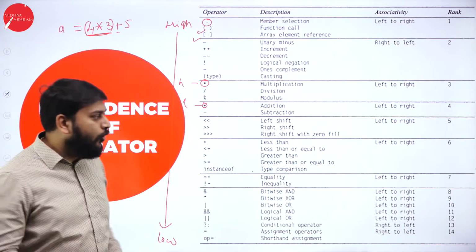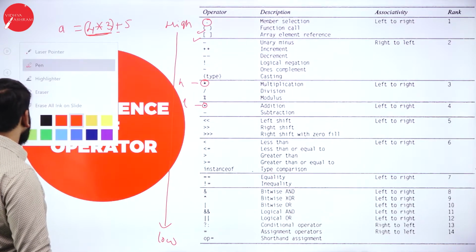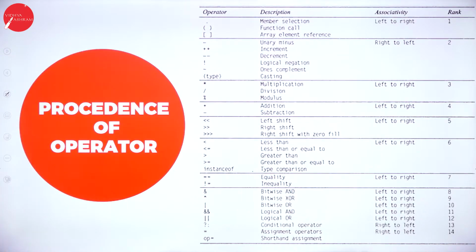So I will just move out of the frame and I want all of you to take a screenshot of it so that you will be able to go through in detail which operator has got the highest priority. So please take the screenshot. You will have the arithmetic operators, increment and decrement operators, logical negation, ones complement, and multiplication, division, modulus, addition. So I hope you have taken the screenshot.